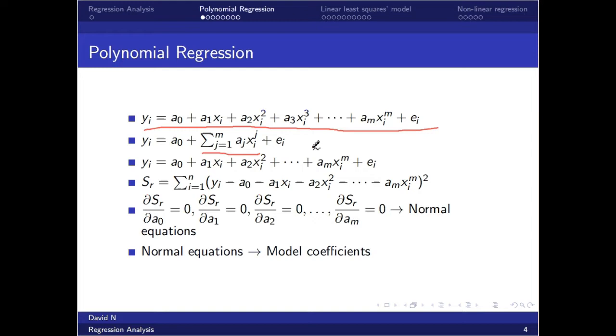In order to find the minimum of the sum of square of residuals, or the sum of square of errors, we differentiate S_r partially with respect to the model coefficients a0, a1 until am and set it equal to 0. This gives us the normal equations, which upon solving give the model coefficients.